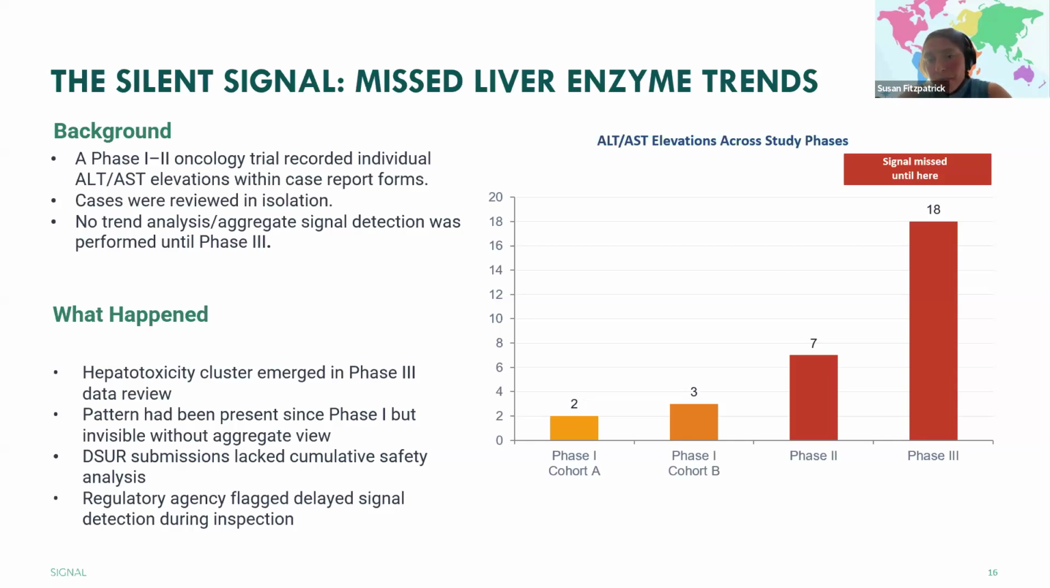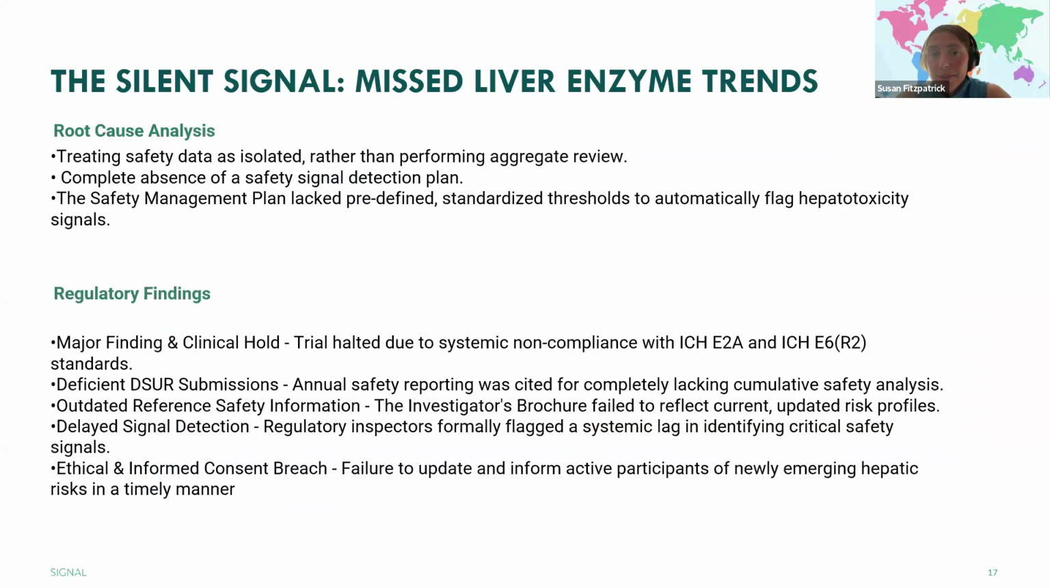As the program progressed into phase 2 and then on into phase 3, what they began to see was more patients showing the same lab abnormalities, at more severe grades, and eventually a cluster of clinically significant hepatotoxicity was identified. The next slide. Thank you.